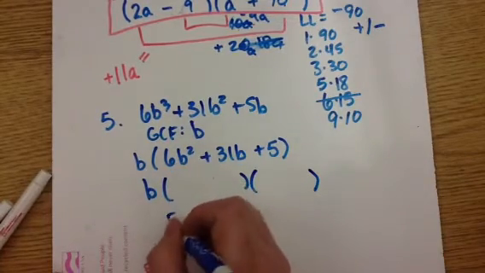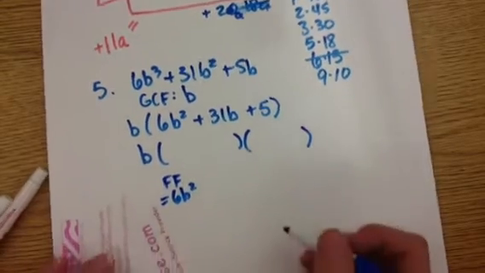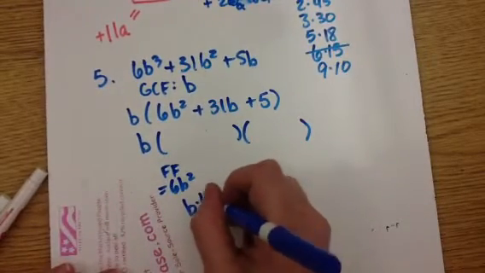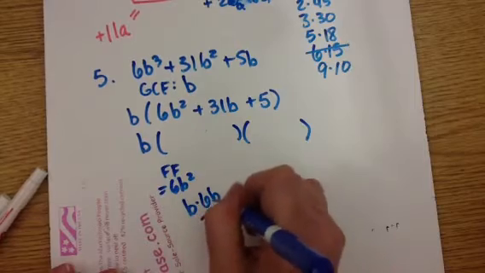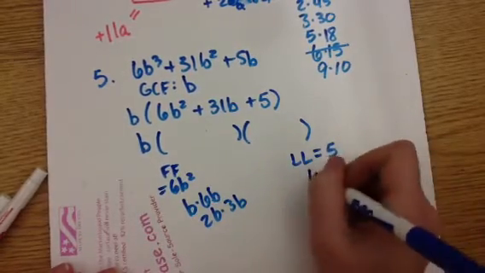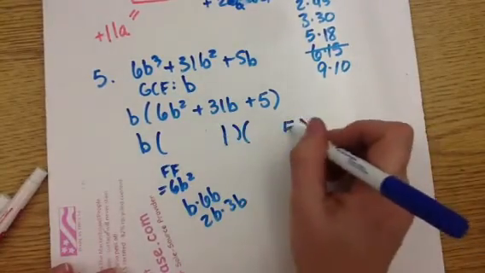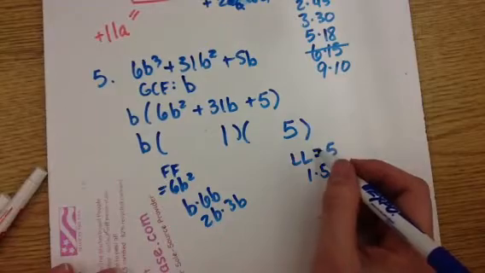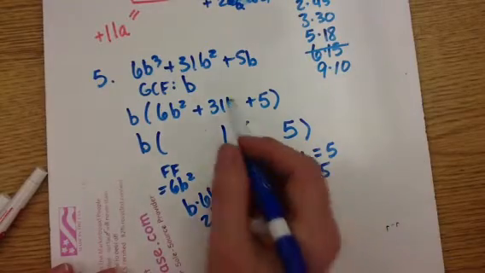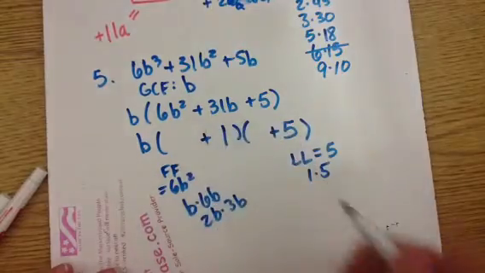First times first needs to be 6b squared. So that could be b times 6b or 2b times 3b. Last times last is 5, so that can really only be 1 and 5. So that makes that choice easy. And since it's positive, they're both going to be the same sign, and since my middle term is also positive, they're both going to be pluses.